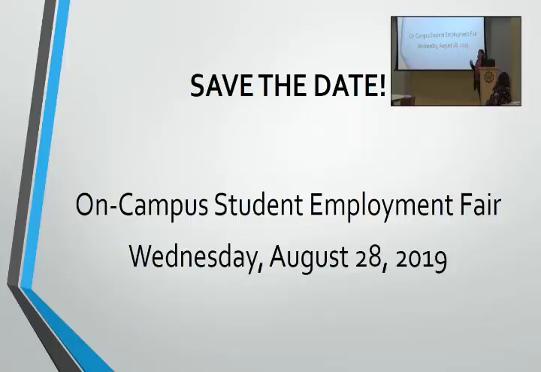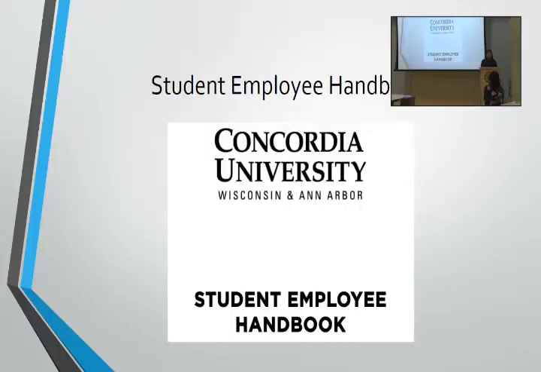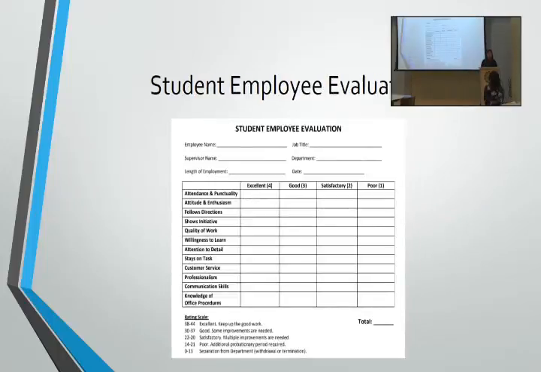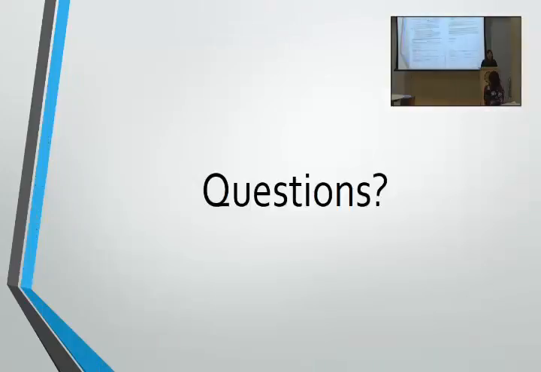And then we just wanted to have you save the date for the on-campus student employment fair. This is the one at MEC 1. Is there one at Ann Arbor, do you know? I'm not sure. Okay, probably. But Wednesday, August 28th, that's the first Wednesday after the fall semester starts. So just keep that date in mind. It'll be a great opportunity to meet students in person and get a nice list of students that are looking for work over the summer. And then I think that's it.